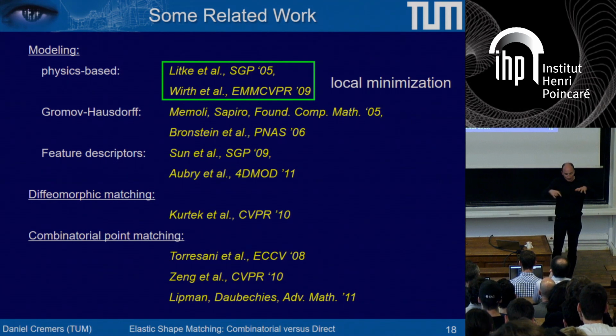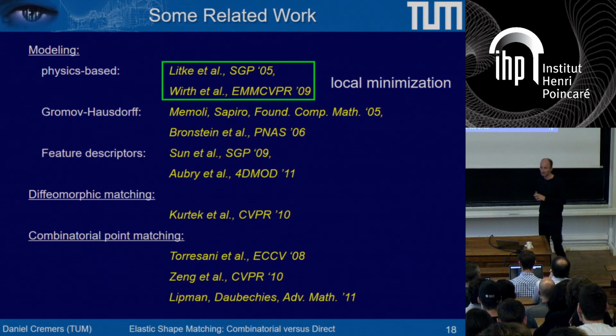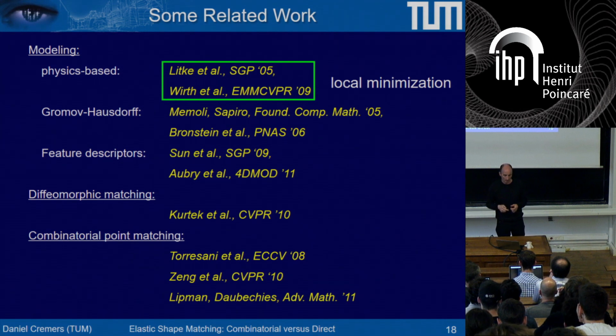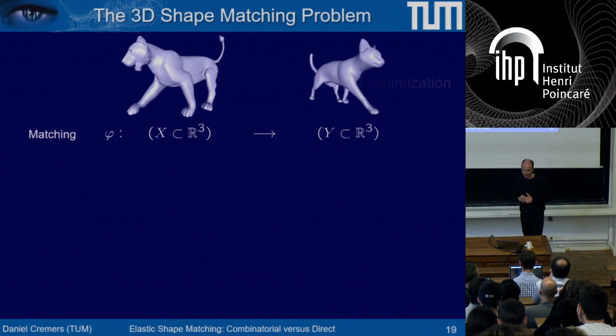And then you can start with a suitable initialization and do local gradient descent or something like that. Or you can try to rephrase it and convexify the problem, and this is what I'll talk about now.